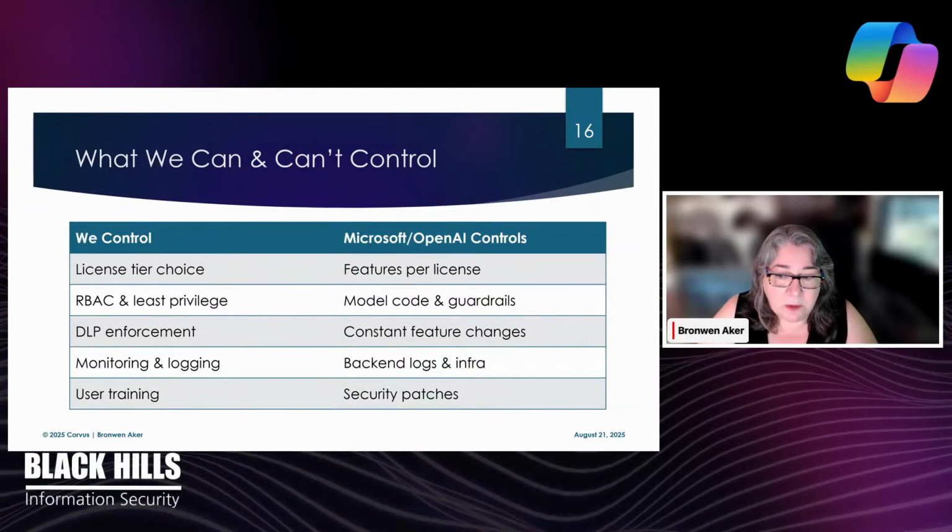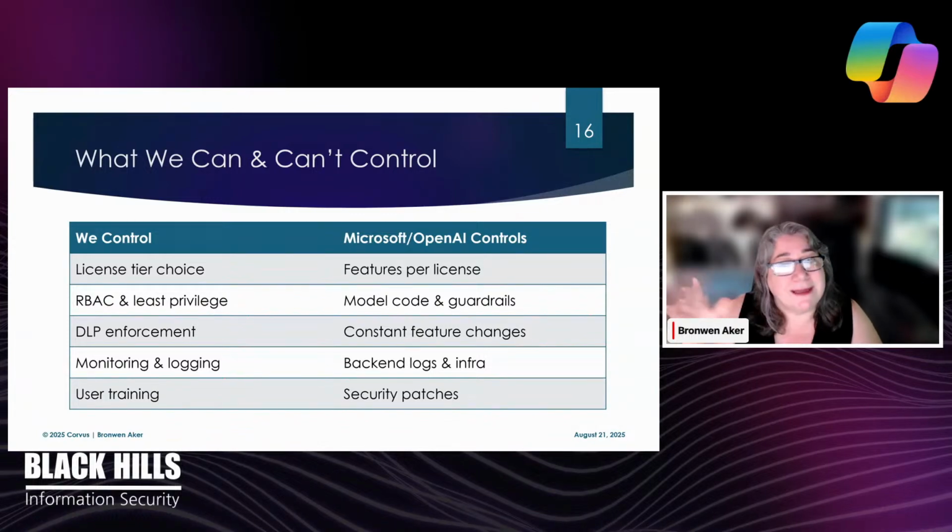At the end of the day, we always have to wind up falling back to what can we control and what can't we control. The things we can control: what license tier are we going to have? Do we have RBAC? Are we using least privilege? Do we have DLP policies? Are they enforced? Are we monitoring and logging? Do we have user training? These are all things. It's not sexy. I'm sorry, there's no magic bullet. All of this stuff, this is the fundamentals. And if you do the fundamentals well, it doesn't matter whether it's Copilot or it's something else. You're going to be far better off than if you don't.